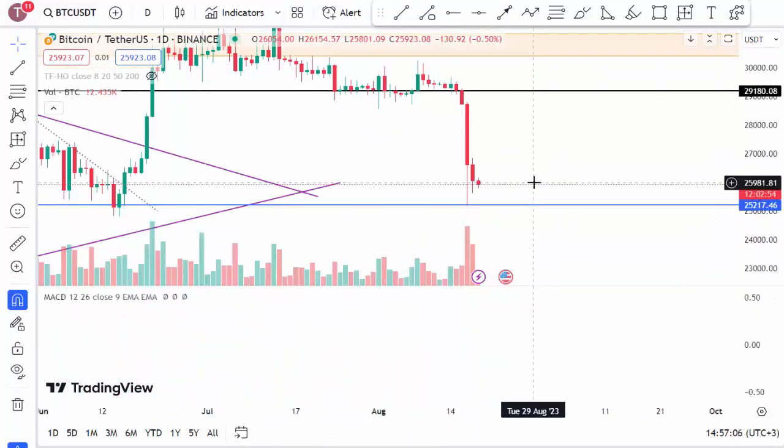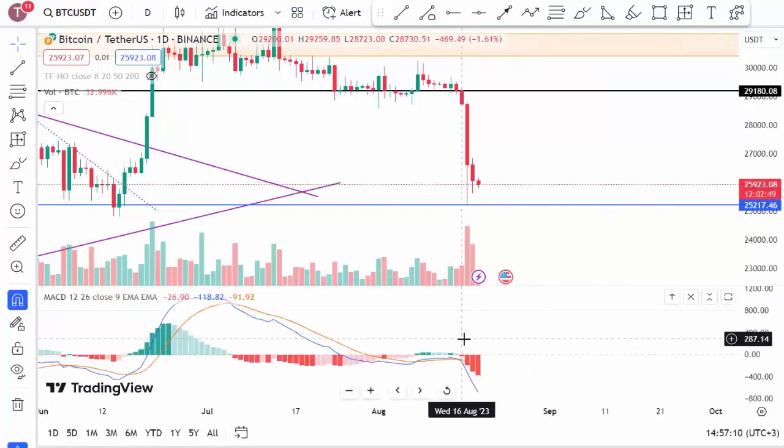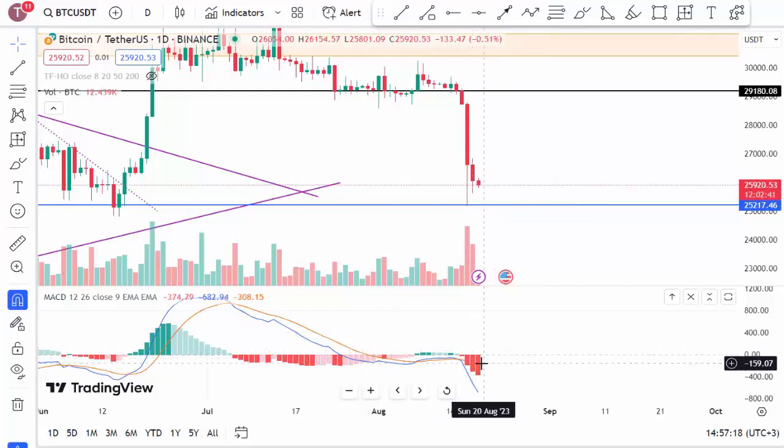And finally, looking at the MACD indicator, as it appears, my friends, we can see that the volume in the indicator is growing steadily, indicating that the decline is deepening. We can also observe that the gap between the two lines is expanding.